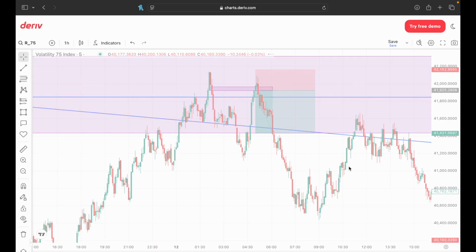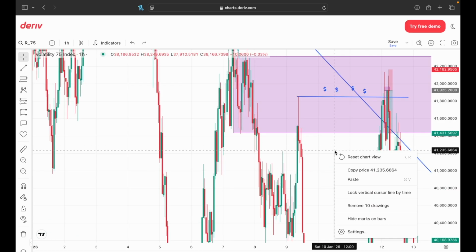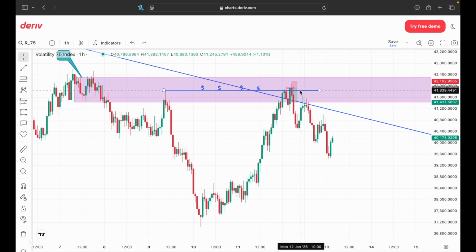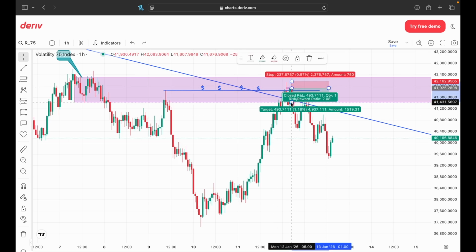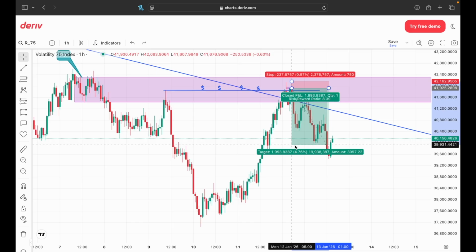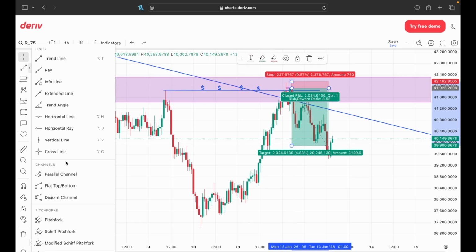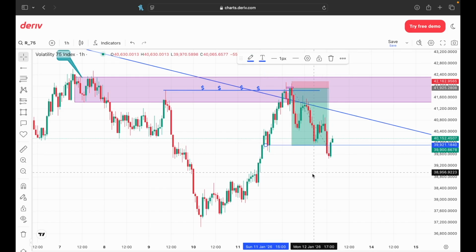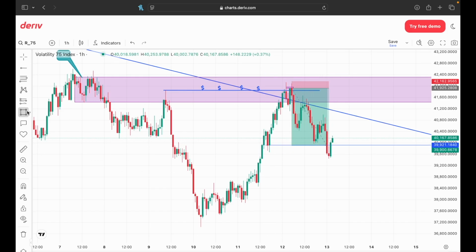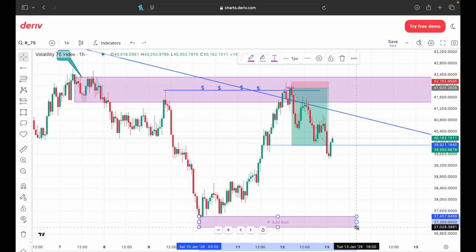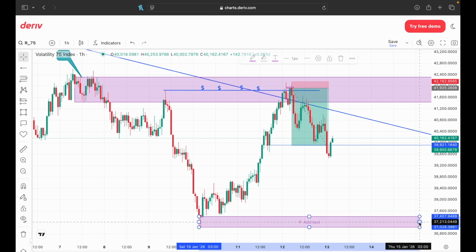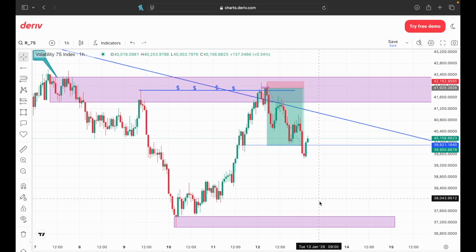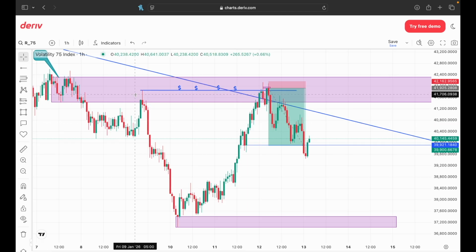Now, as it relates to target, this right here was my initial target, and this is where I got out of the trade. But I still am anticipating price getting down to this level, and I'll tell you why shortly. But there's something else I want to point out.